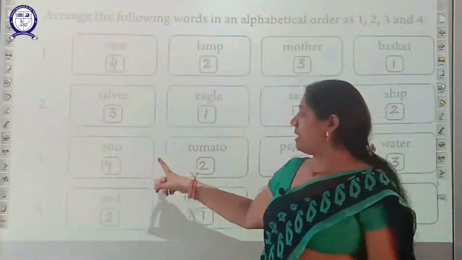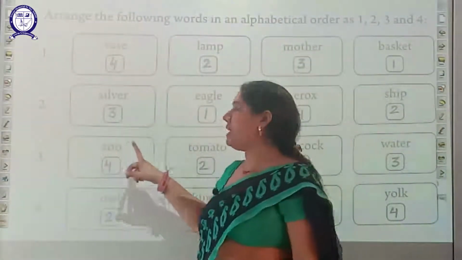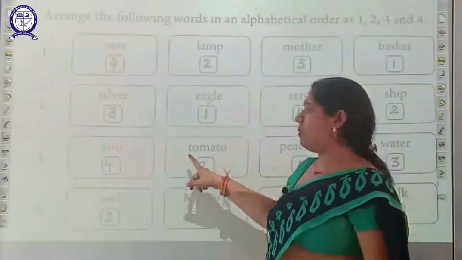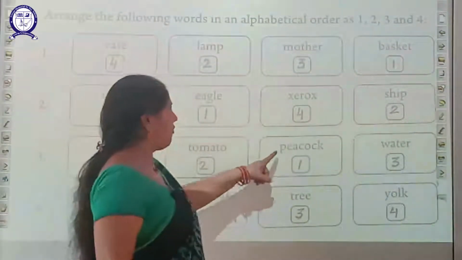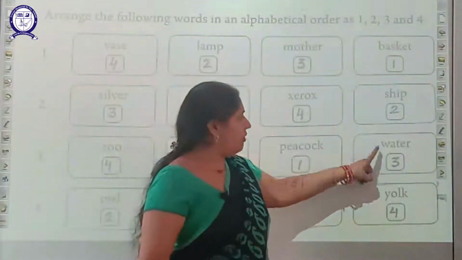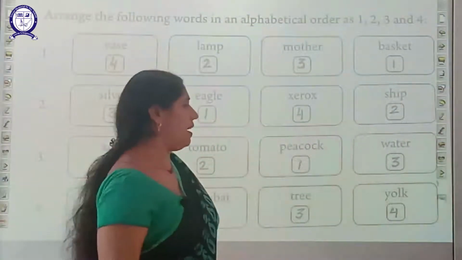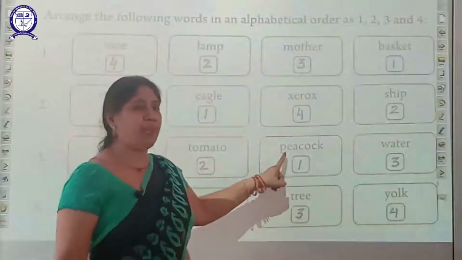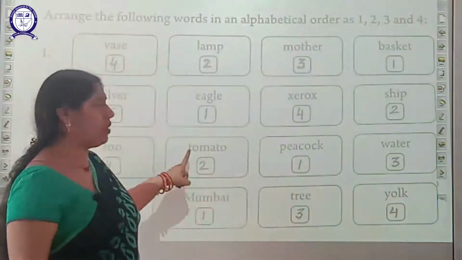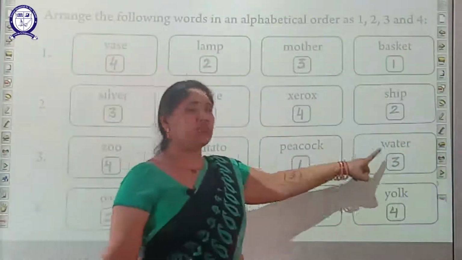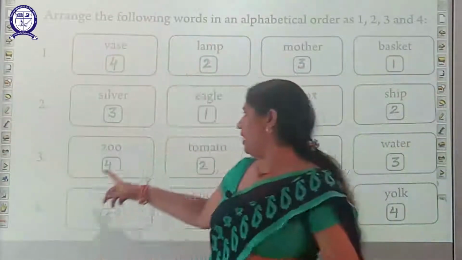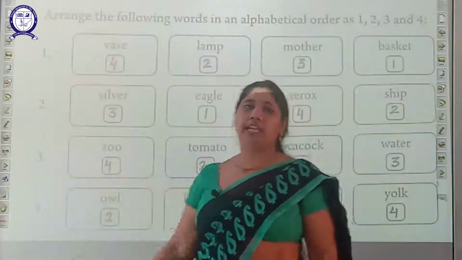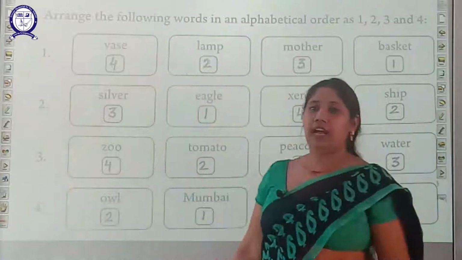Come to the next example. Zoo from Z. Tomato from T. Peacock from P. And water from W. So when we recite A to Z, the first is P, peacock, then tomato, T, then third is water, W, and after that the last is Z, because Z is the last letter of the alphabet.